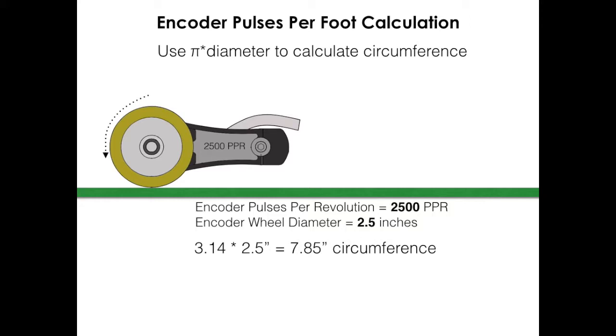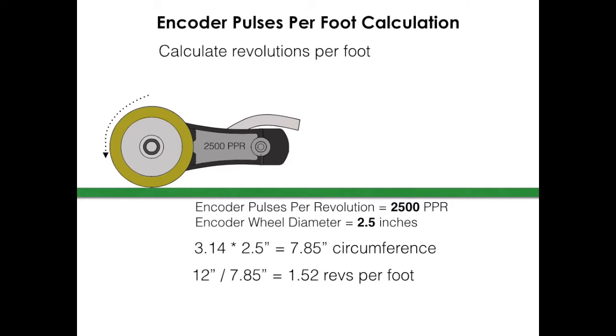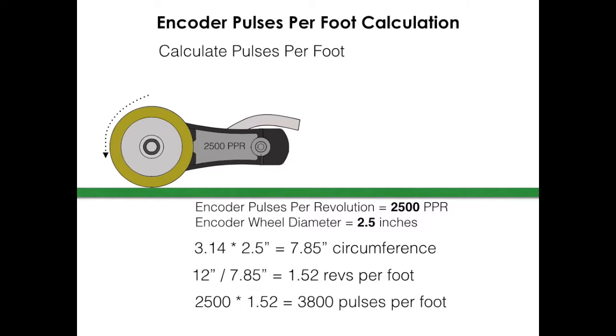To calculate circumference, multiply pi times the wheel diameter and this equals 7.85 inches. Divide 12 inches by 7.85 inches and we work out that the encoder wheel turns 1.52 revolutions per foot. Simply multiply 1.52 times the encoder pulse per revolution rate of 2500 and we work out that this encoder produces 3800 pulses per foot.